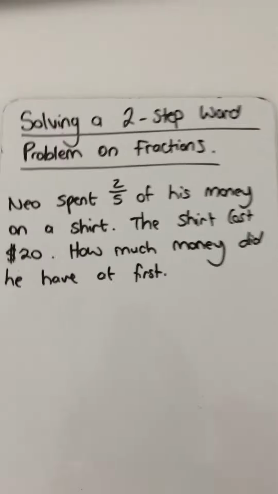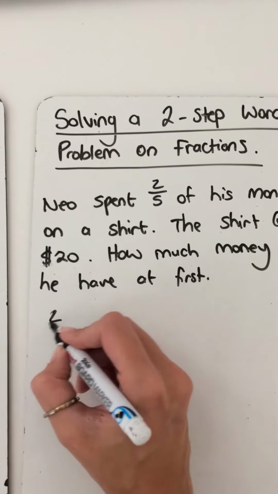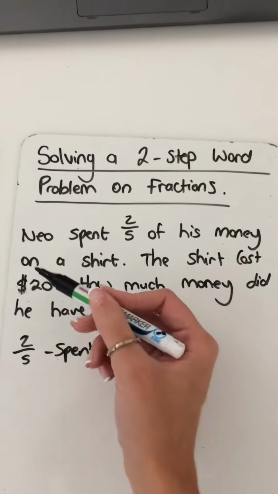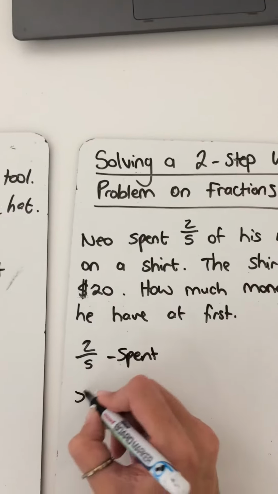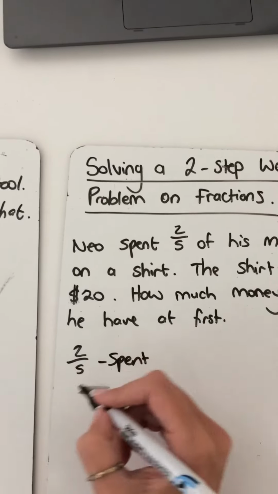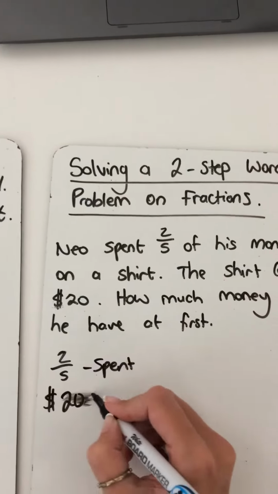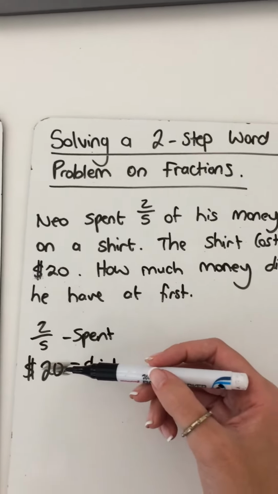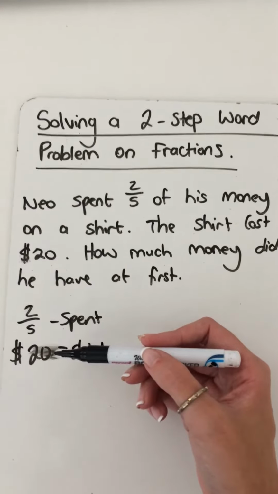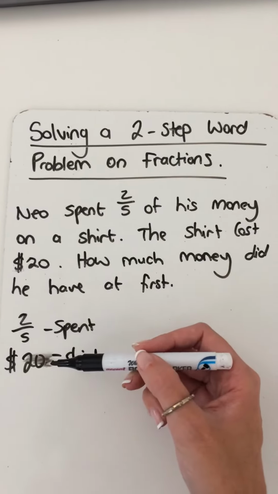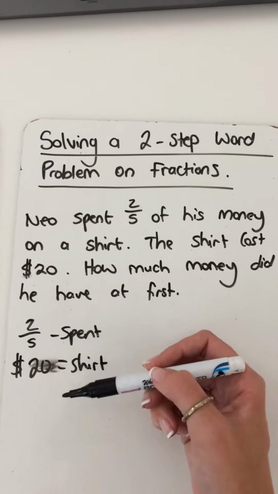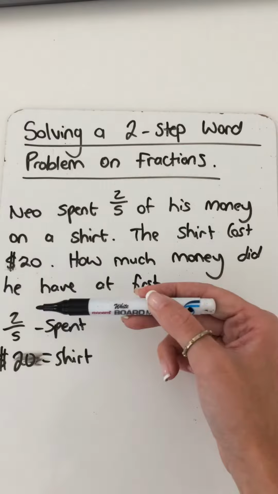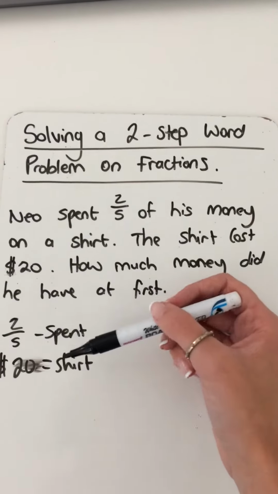So if I look at my problem, it's important that he spent 2/5 of his money. It's also important that we know that it was $20 for the shirt. Now, Spark Scholars, whether it's $20 or 20 Rand, there's still 100 cents inside $20, which is the money that they use in America. But there's also 100 cents in one South African Rand. So we know that $20 was the price of the shirt, and he spent 2/5 of his money buying the shirt.